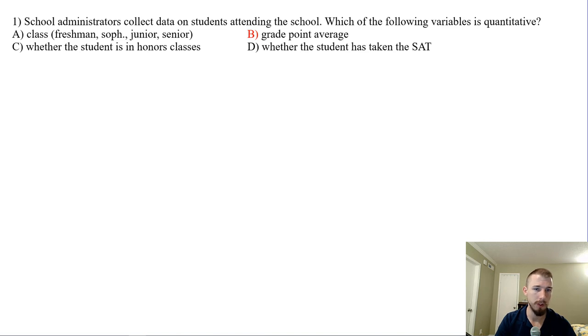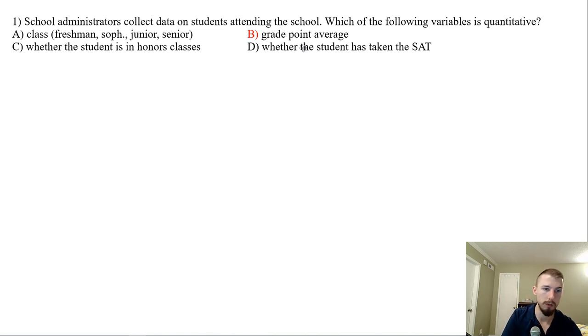Number one, school administrators collect data on students attending school. Which of the following variables is quantitative? Remember, quantitative data is going to be typically numbers, with some sort of units associated with it. If we're classifying them by their class, freshman, sophomore, junior, and senior, that's categorical because we're sorting them into buckets, 1, 2, 3, and 4. Grade point average has units, up to 4.0 or whatever they use for their GPA, and it's a number, so that is going to be quantitative.